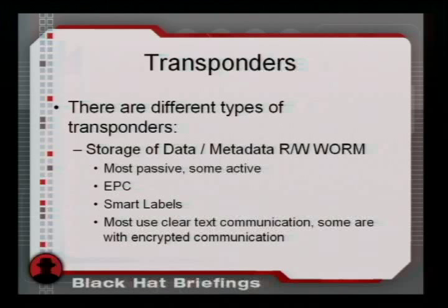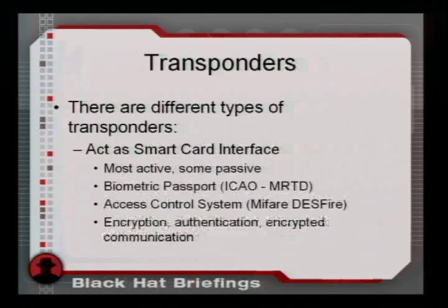We have transponders that are able to store data. It's pretty much an EEPROM. Most of them are passive, some are active. That means they are carrying a small battery and are battery powered for higher range. The best known is the EPC label. We have smart labels, and most of them are using clear text communication. Some are using encrypted communication.